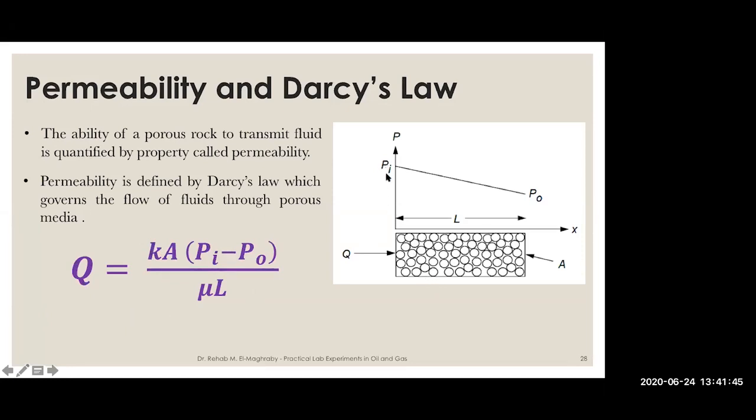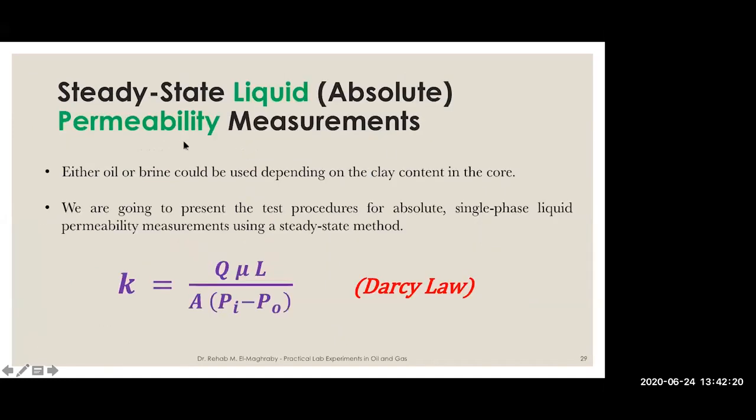Also, you have to know that the inlet pressure is all the time higher than the exit pressure. Okay, so this pressure is higher than this pressure. The unit of permeability coming out from this equation is meter square, but it is not common. You have to convert it to Darcy or milli-Darcy. So 1 Darcy equals 10 to the power of minus 12 meter square. For the liquid permeability, it follows Darcy's law, and you can use either brine or oil to inject.